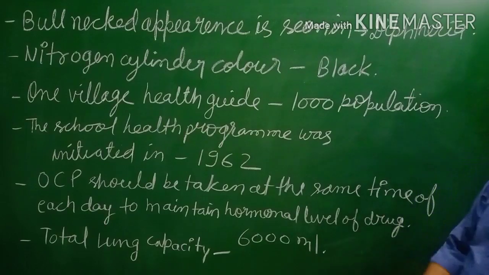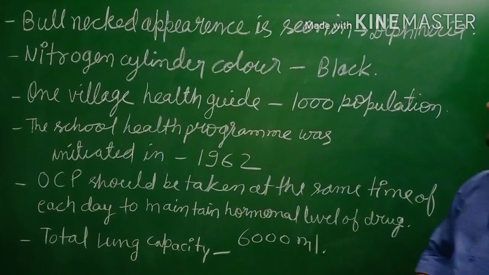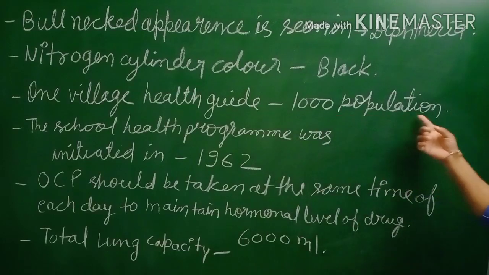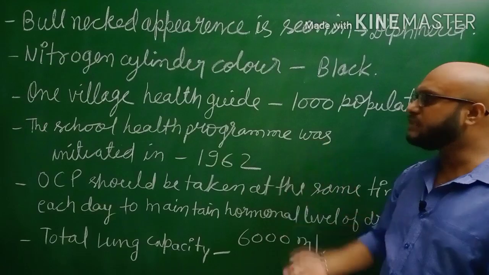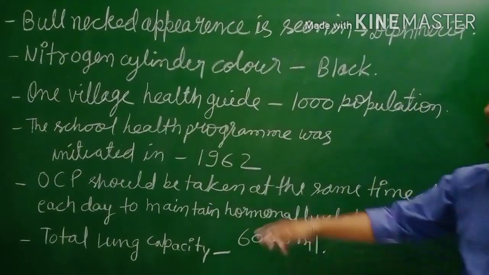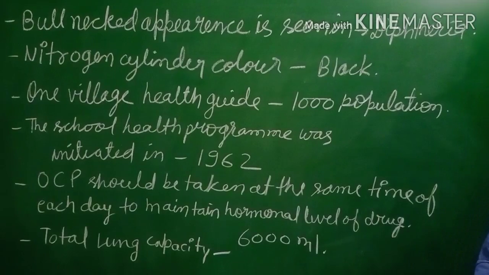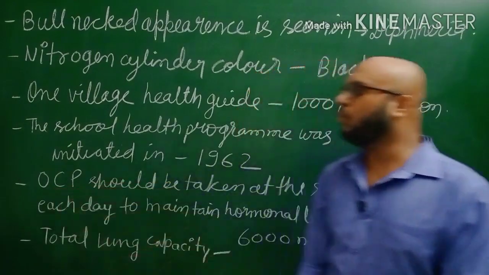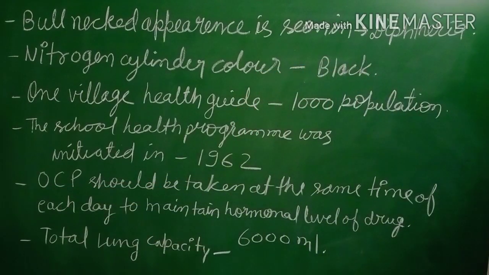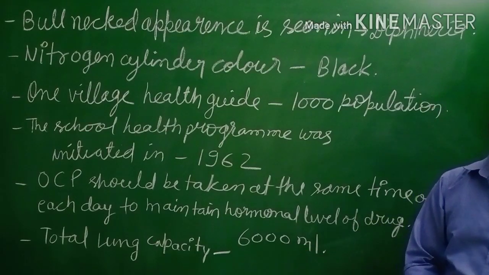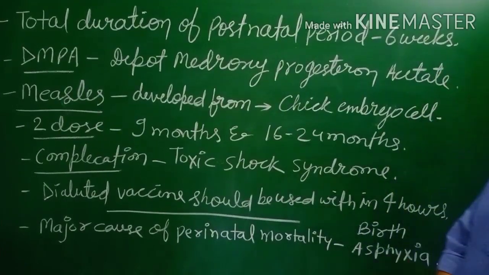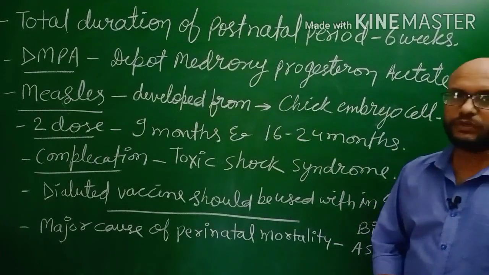Nitrogen cylinder color is black. One village health guide is appointed for 1000 population. The school health program was initiated in the year 1962. Oral contraceptive pills, OCP, should be taken at the same time each day to maintain the hormonal level of the drug. Total lung capacity is 6000 ml. Total duration of the postnatal period is 6 weeks or 42 days.